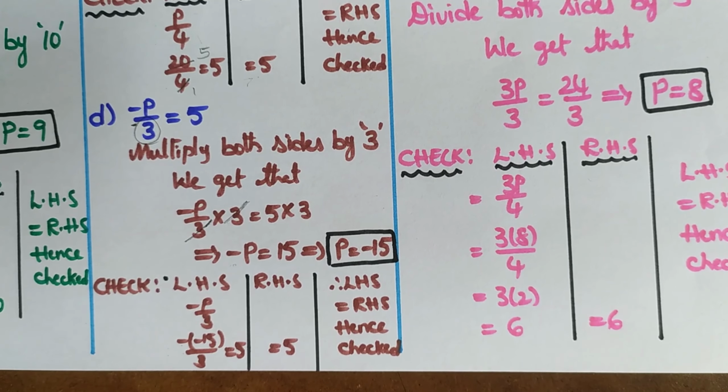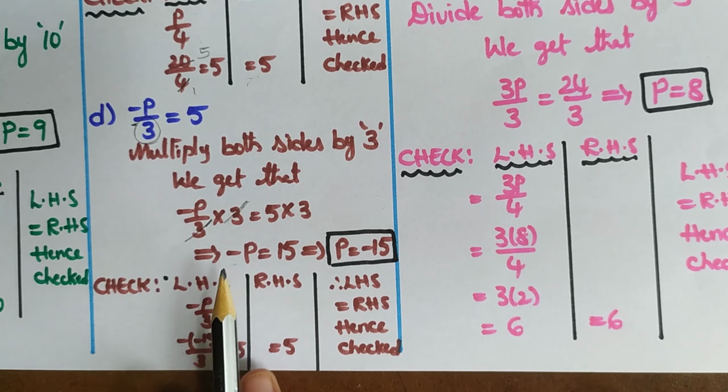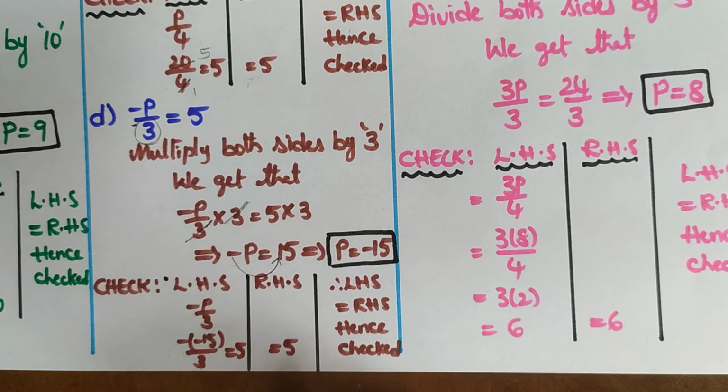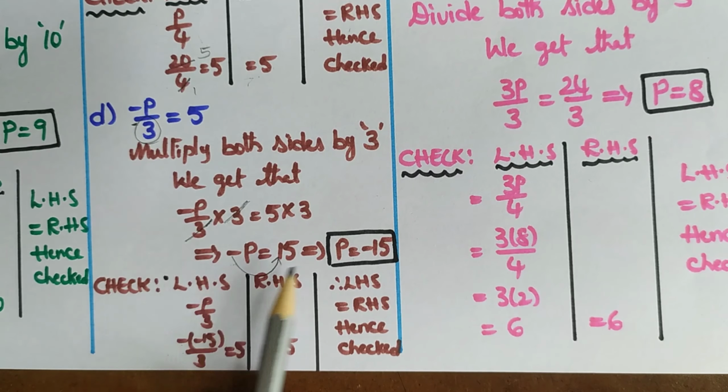There should be no negative symbol for the variable, so let us send this minus across, so it is p equal to minus 15. Now let us check whether p equal to minus 15 is correct or not.